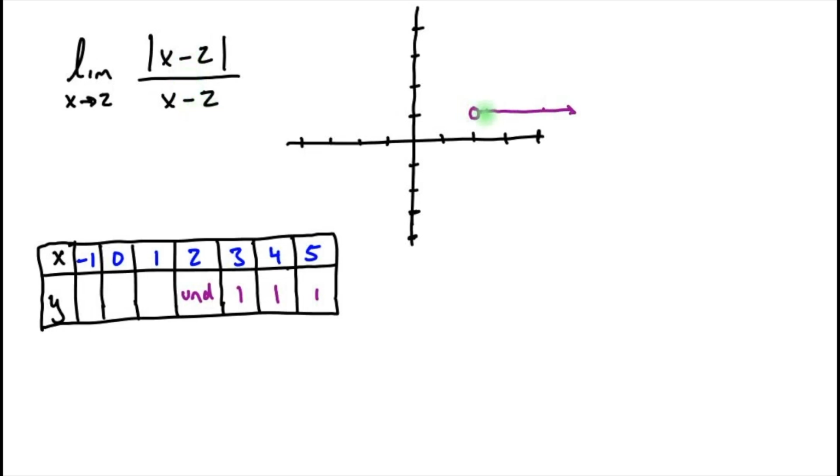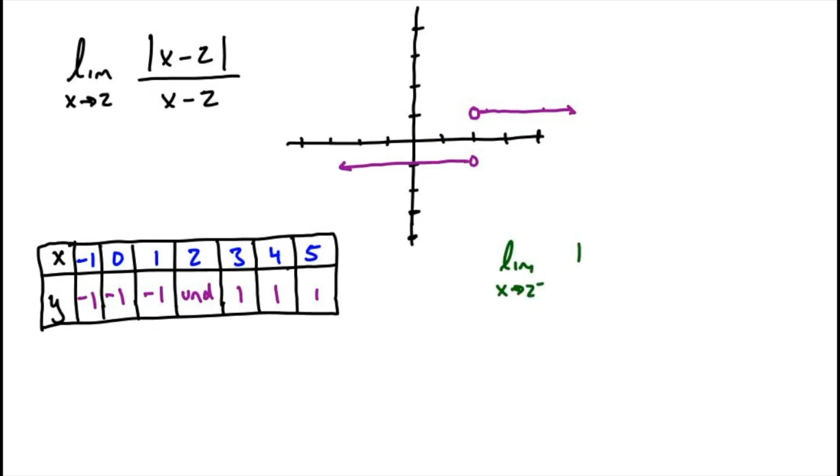Now, when I plug in values that are less than 2, we'll see the absolute value plays an important role. If I plug in 1, it's going to evaluate to negative 1. When I plug in 0, I'm going to have 2 over negative 2, which will evaluate to negative 1. And when I plug in negative 1, I get the same thing. I'm just going to have 3 over negative 3, all evaluating to negative 1. So again, undefined at 2, but all the values to the left of 2 evaluate to negative 1. So I'm going to have a horizontal line pointing to the left at negative 1.